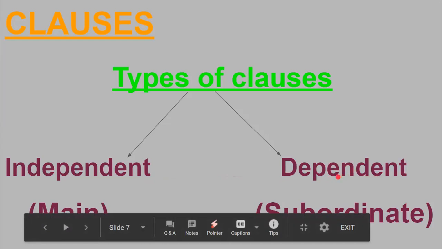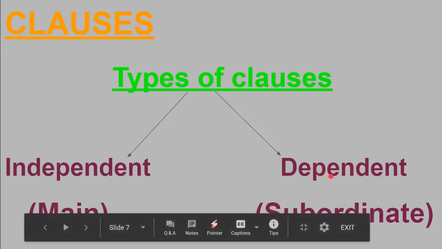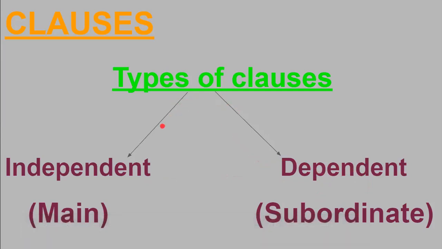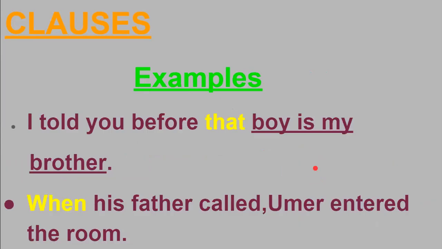Another name for a dependent clause is a subordinate clause. Subordinate means something that is smaller, lower in level. So there are two clauses which we have read, and these two clauses are present in a large sentence at the same time. One is the independent clause or main clause, and the second is the dependent clause or subordinate clause. Okay, students, now let's move on to the next slide.